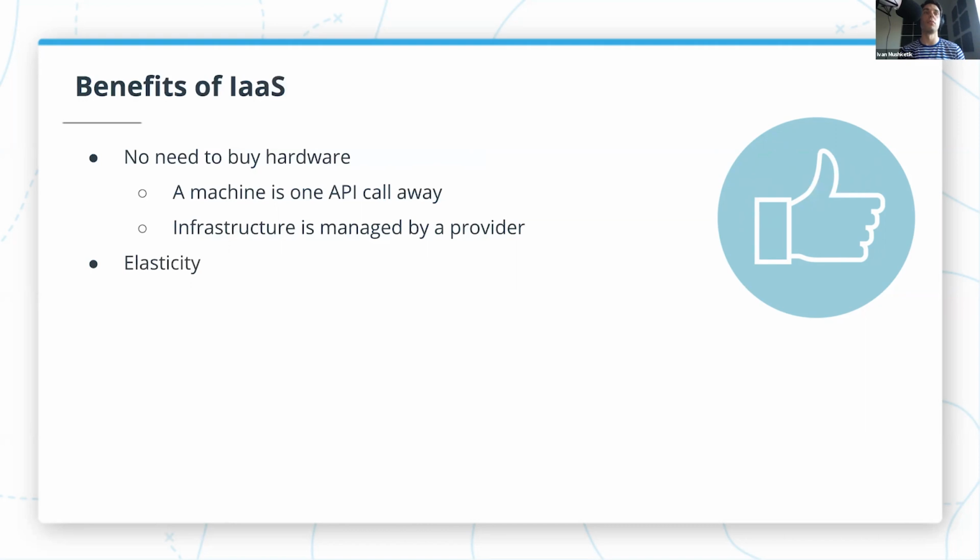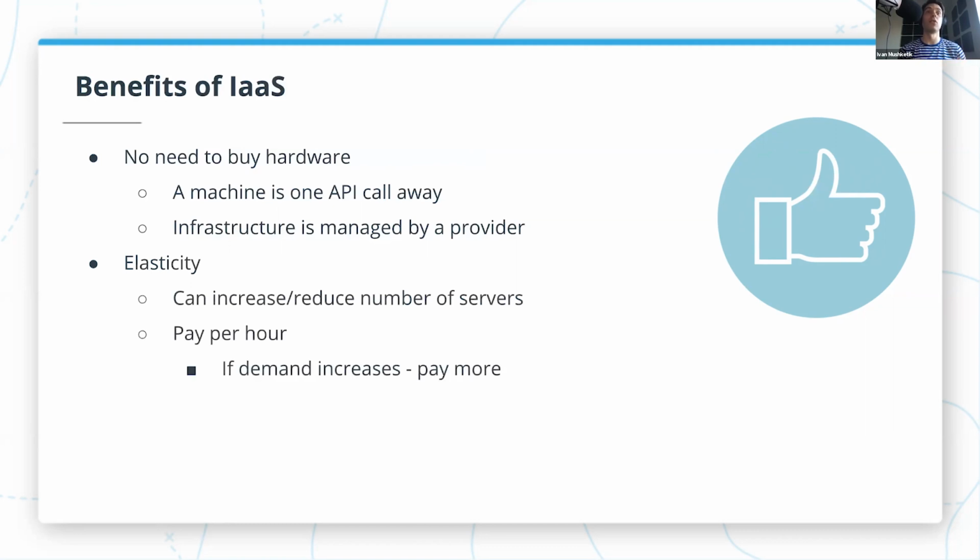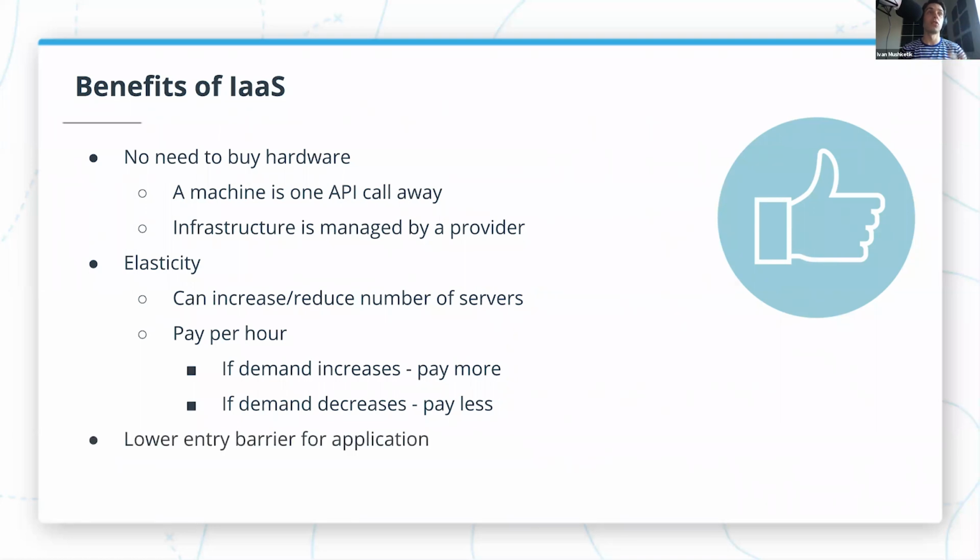The second very important benefit is elasticity. What this means is that we can, on the spot, increase or reduce the number of servers. This is especially beneficial because we pay for the service per hour. If demand for our application increases, then we just provision more servers and we would have to pay more. But if demand decreases, then we can provision fewer servers and pay less. All of this creates a lower entry barrier for applications, so it's easier to develop new applications if we use infrastructure as a service.